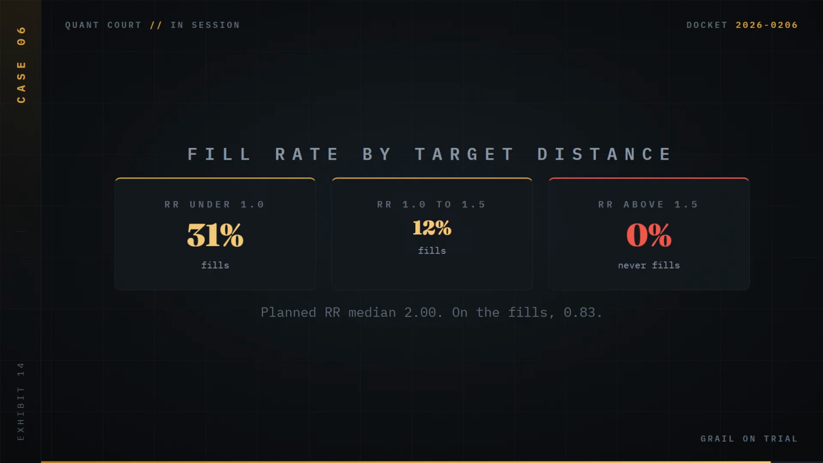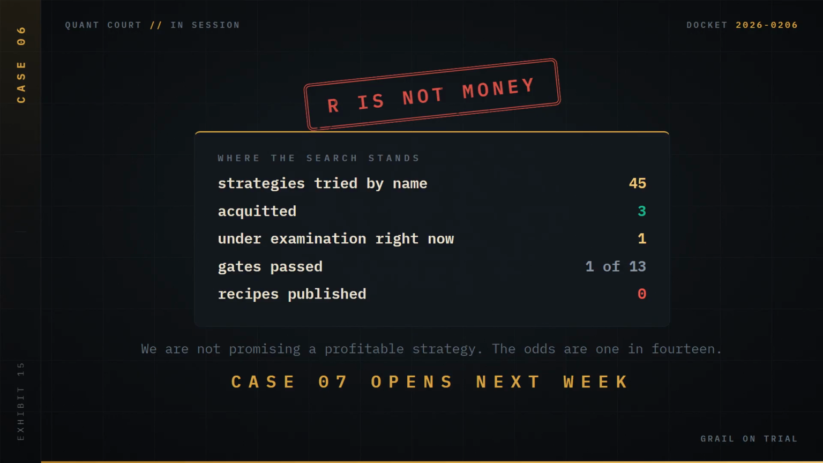So tonight, open your own backtest and count two numbers: how many signals it found and how many your account could actually have taken. Verdict: R is not money, and a strategy your account cannot fund is not a strategy. Ours took 84 out of 438.